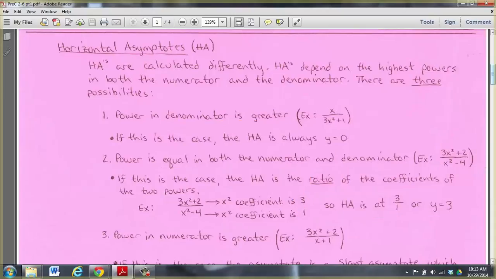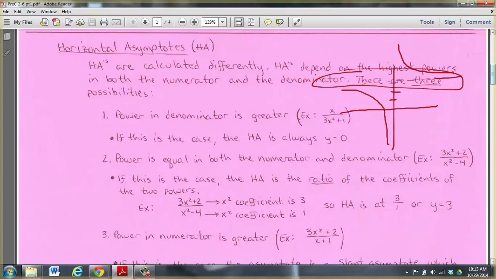Now before I continue on, just want to remind you of what we're talking about with these horizontal asymptotes. If the horizontal asymptote is at y equals 3, then there's this imaginary line right there that the graph does not cross. So maybe it looks like this. But it does not cross this dotted line.